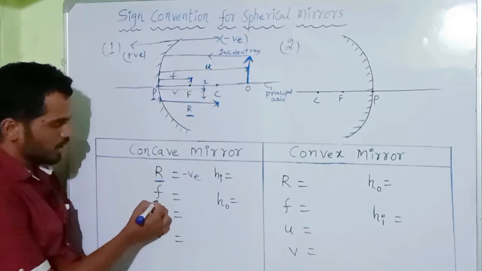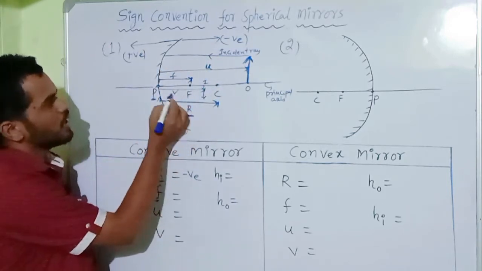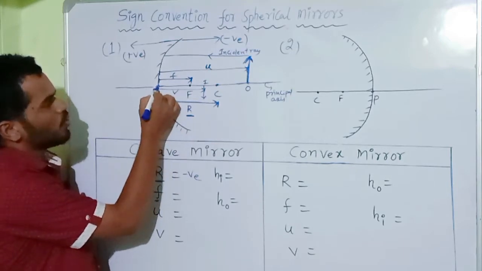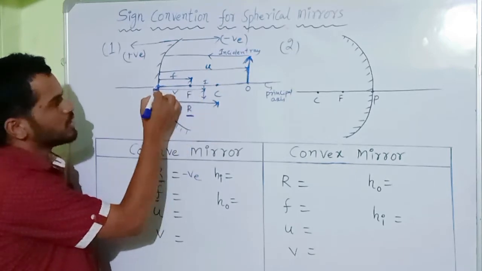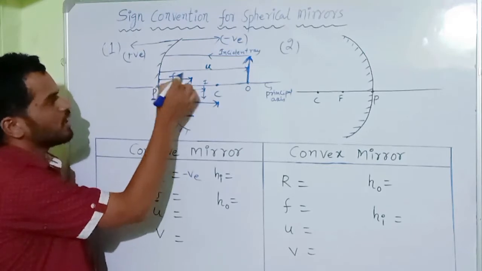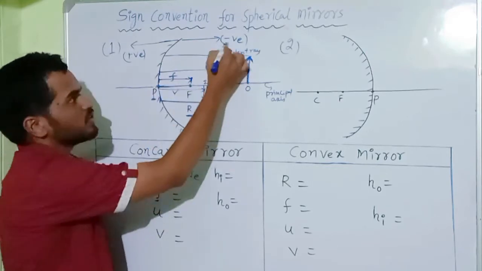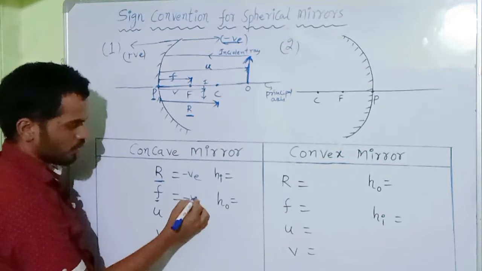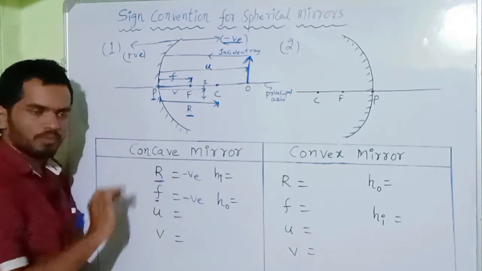Now take the focal length. What is the focal length? The distance from pole to focus. Which side is this, negative or positive? Negative side. So the focal length is negative for a concave mirror.